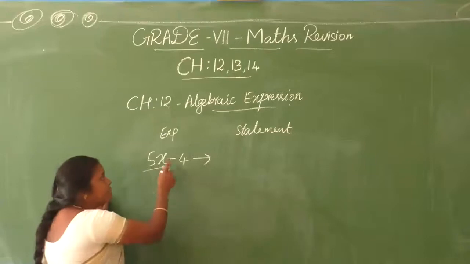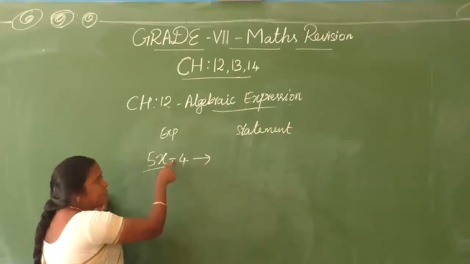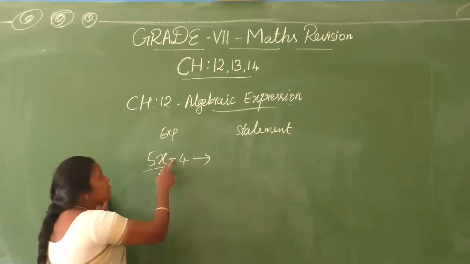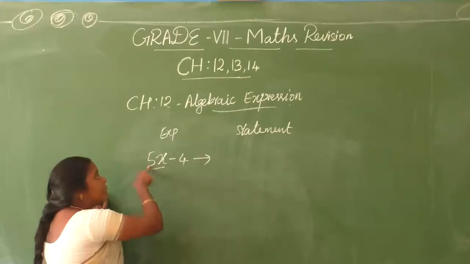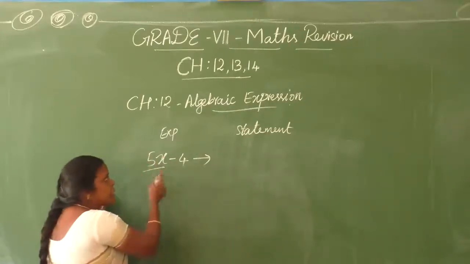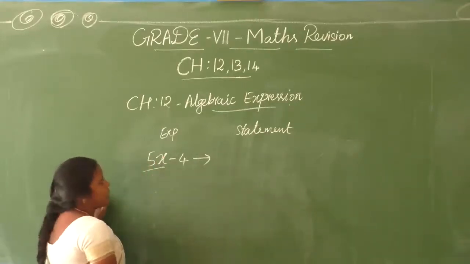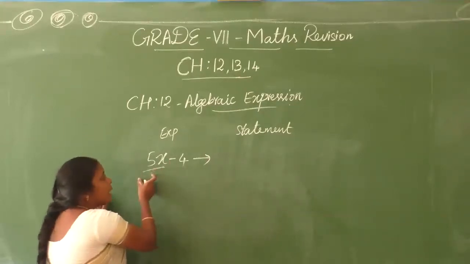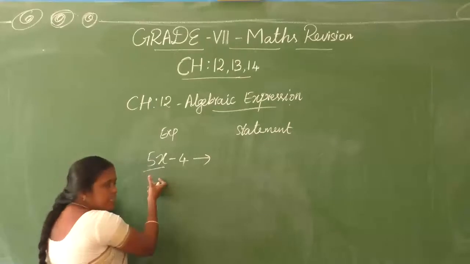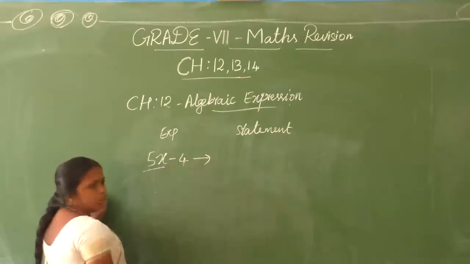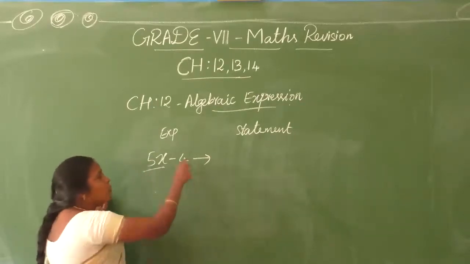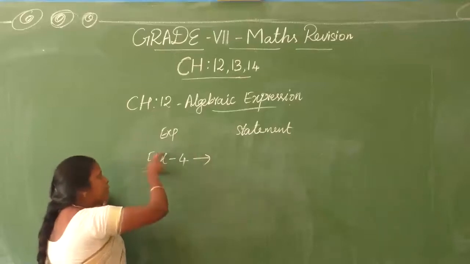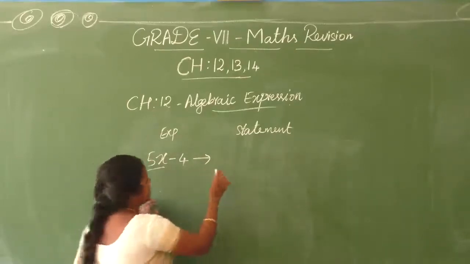Otherwise, difference. What is the clue word for subtraction? Difference we can say, no? So, difference between 5 times of a number x and 4, like that also we can tell. Otherwise, 4 is subtracted from 5x, right?